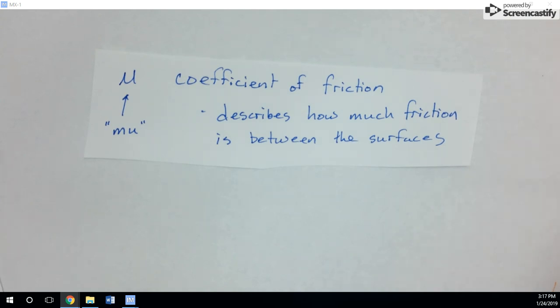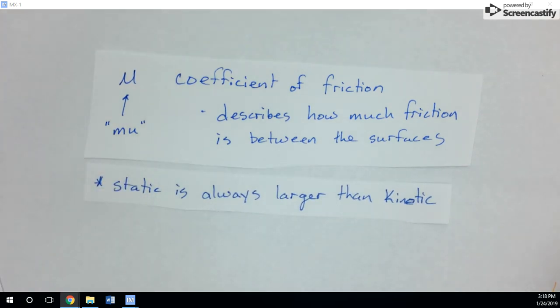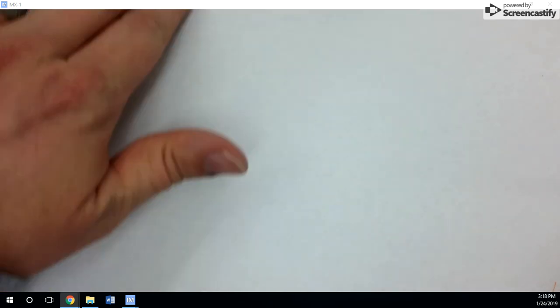The really cool part is every pair of surfaces has its own coefficient of friction. It'll tell us how much friction we can expect to find between those two surfaces. And one of the even cooler things is that static friction is always larger than kinetic friction. So it's always harder to get things moving than it is to keep them moving. Okay?